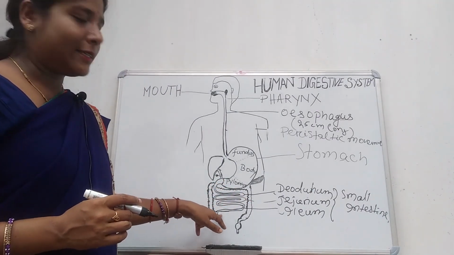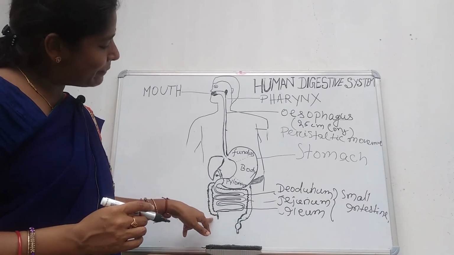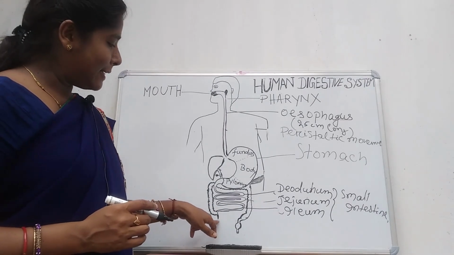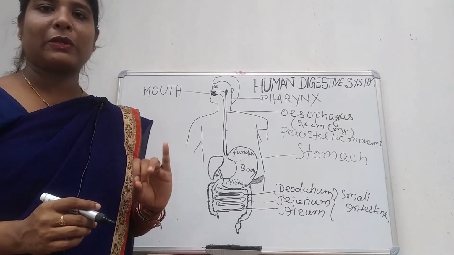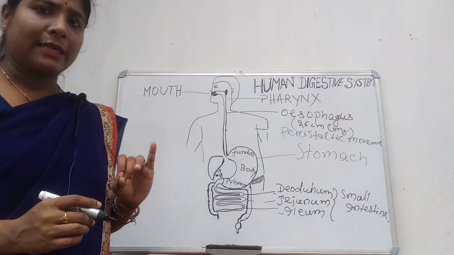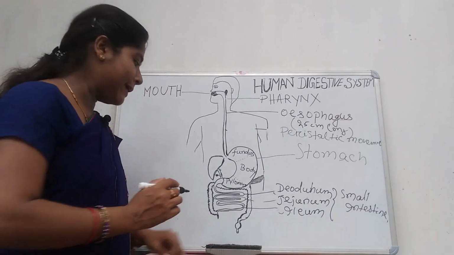So where the small intestine gets connected with the large intestine, at that point there is a finger-like projection or finger-like structure present, that is called the appendix.